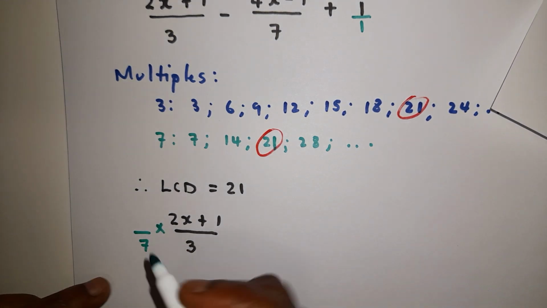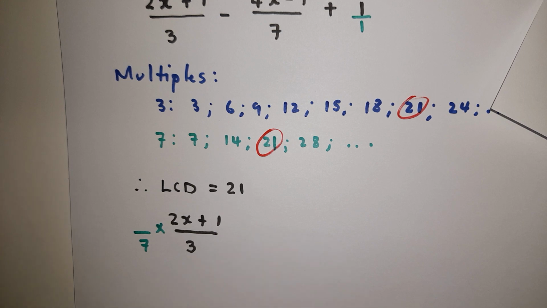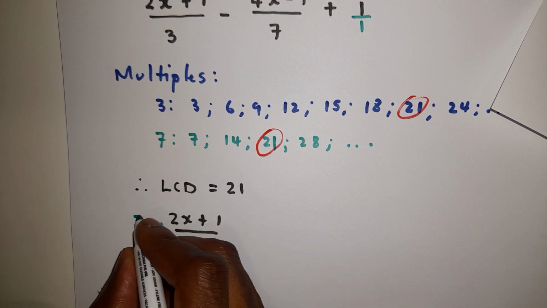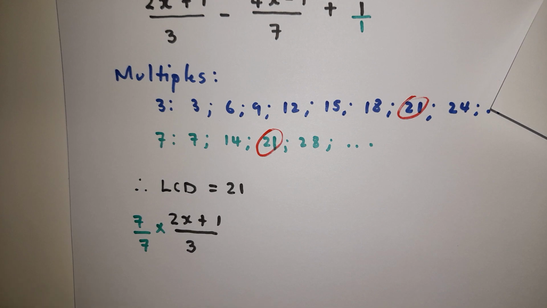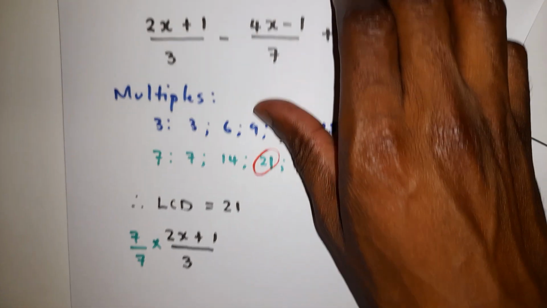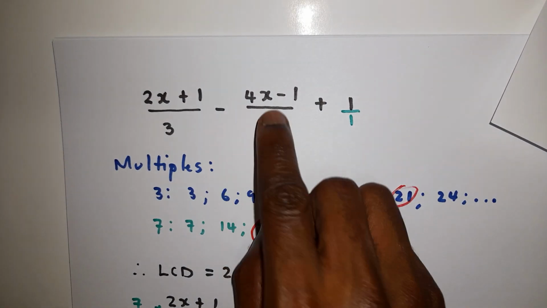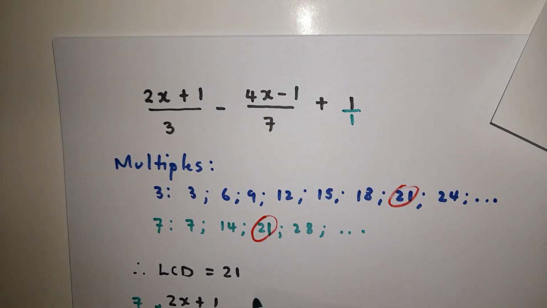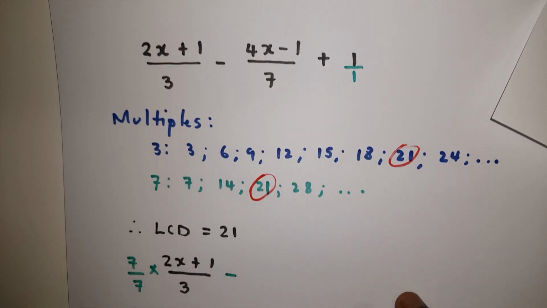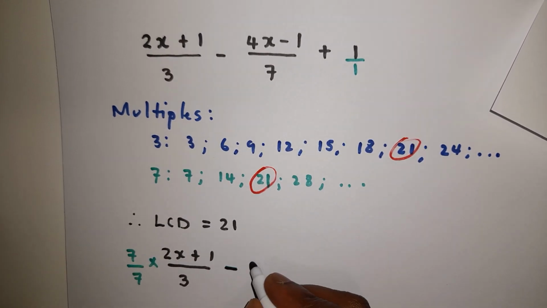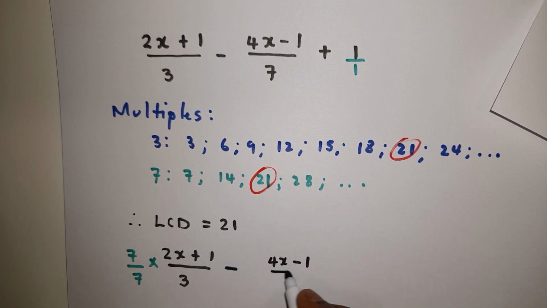So whatever you do, you actually multiply this number by 1. So 7 divided by 7. Then I go to the second term. The second term I have negative (4x minus 1) divided by that, minus (4x minus 1) divided by 7.